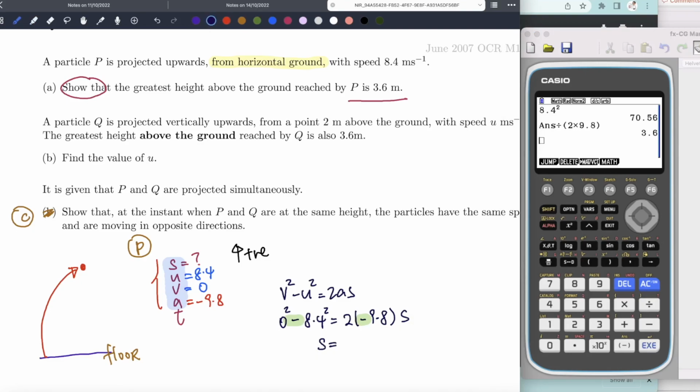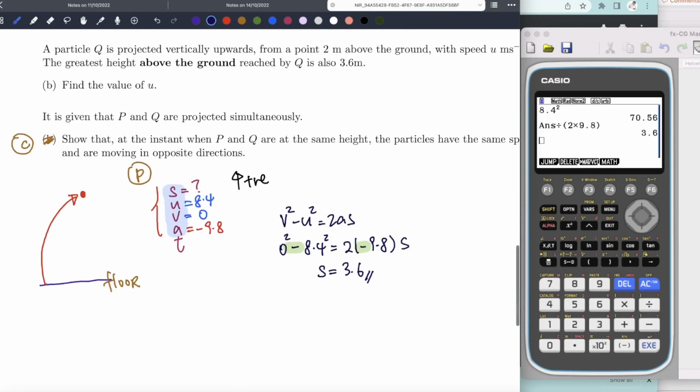S equals 3.6. A lot of you did a lot of things that were very long. For example, some of you did differentiation somehow. Some of you set up a quadratic and completed the square to find the maximum point. You don't need to do that. You can, but you don't need to, because you just need to use the top bit. Because you're given the U, you can set up a quadratic and look for its maximum, but we don't need to.